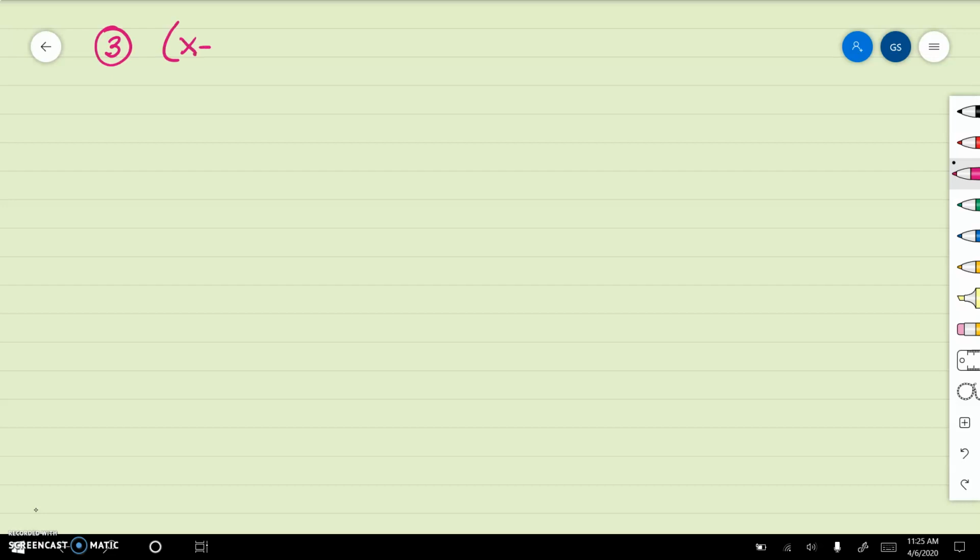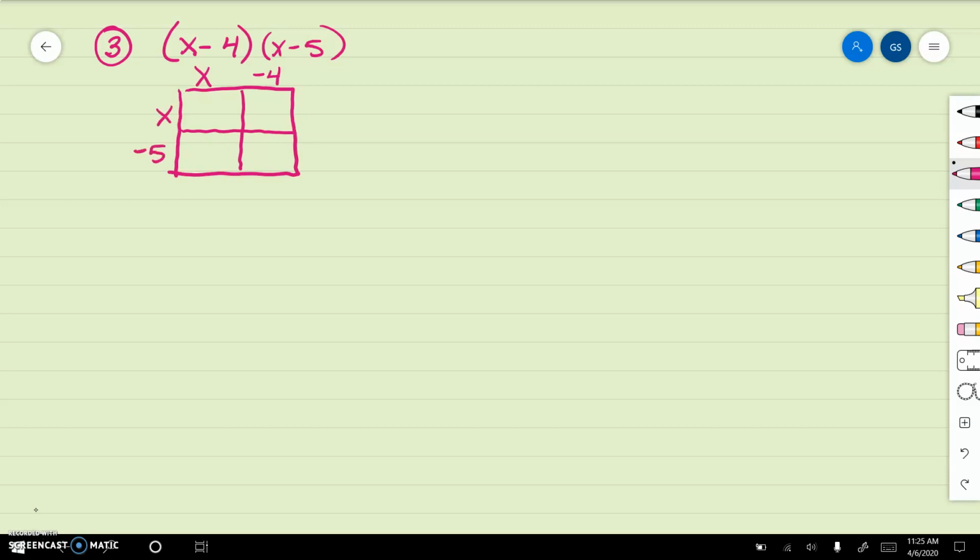minus 4, x minus 5. Make your box. Cut it in 4. Put the first binomial on the top. So x minus 4, or negative 4 is the second term there. And then on the left, we're going to have x is our first term and negative 5 is our second term. Now we're going to multiply to fill in the box.